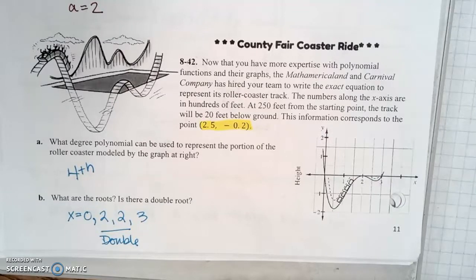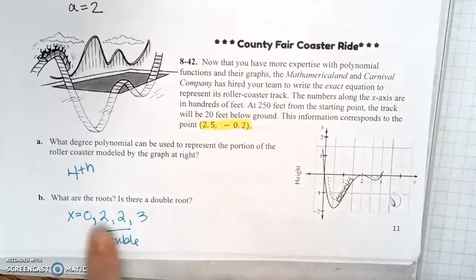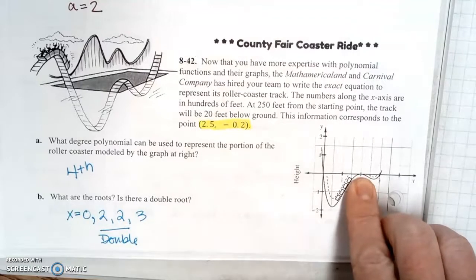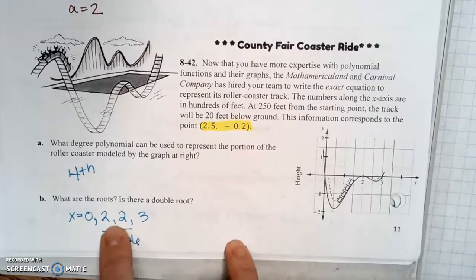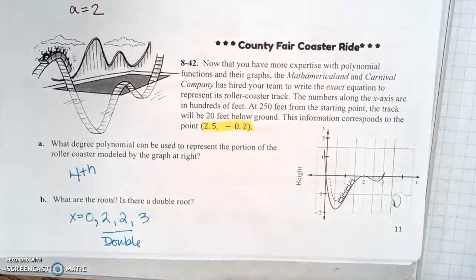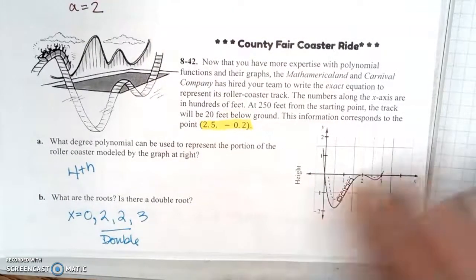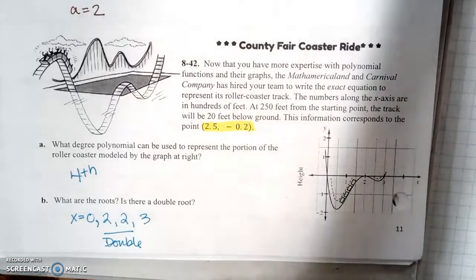What else is happening? Part B says, what are the roots? And is there a double root? Well, we've got crossing the x-axis right here at 0. And then at 2, because it bounces off of it, that's considered our double root. So it's twice. Okay? And then crossing again here at 3. Okay? So is there a double root? Yes. The 2 is the double root. Okay? Anybody still right?